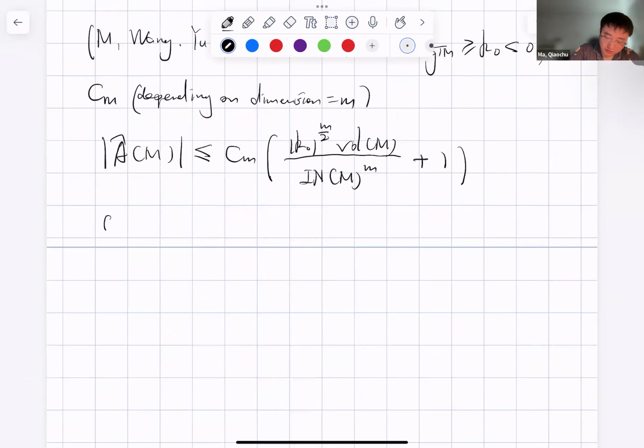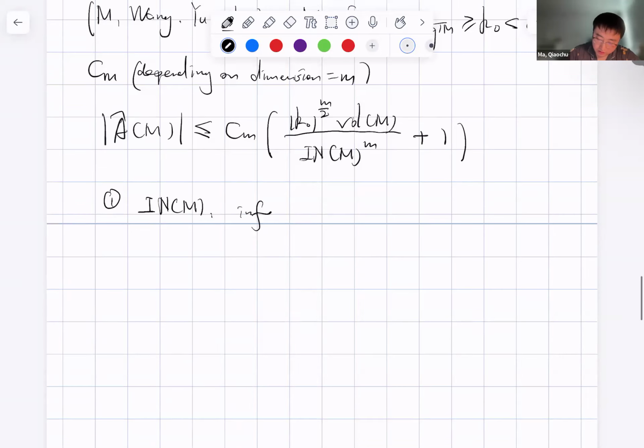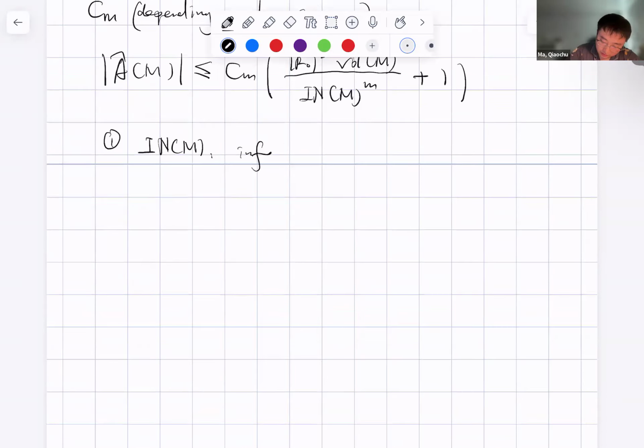Remark one: let me explain this isoperimetric constant. It is the infimum. Suppose that the manifold takes the form of this.